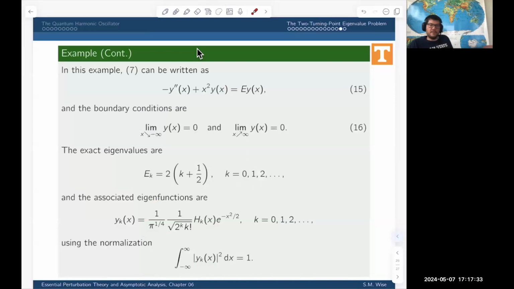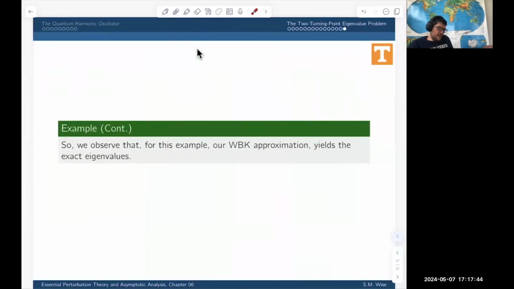I didn't do that, but if any of you are enterprising enough and interested, I'd love to see that plot in Mathematica. But the takeaway here is that the WKB method at least yields the exact eigenvalues. So in the sense of approximating the eigenvalues, it gets it exactly correct. It's not an approximation at all, but an exact representation.